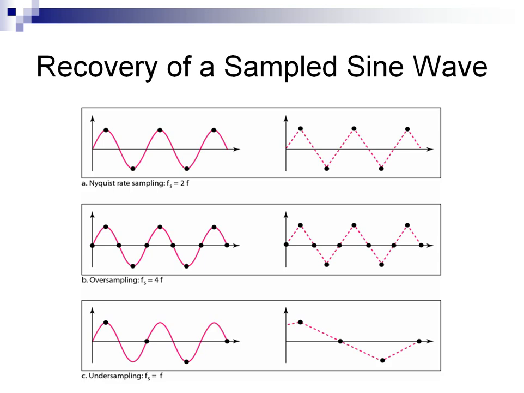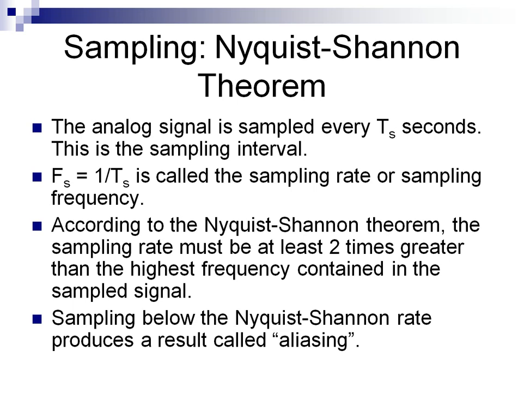Now, the issue is when we undersample. If we sample underneath the Nyquist-Shannon rate, which should be twice that of the highest frequency, then when we reconstruct the signal, we get a different frequency out. That's called aliasing, and that's not a good thing. So once again, when we sample, we need to be at least 2 times greater than the highest frequency contained in the sampled signal. So if you have several different frequencies, always remember you have to sample at least at twice the highest frequency that's in the signal.